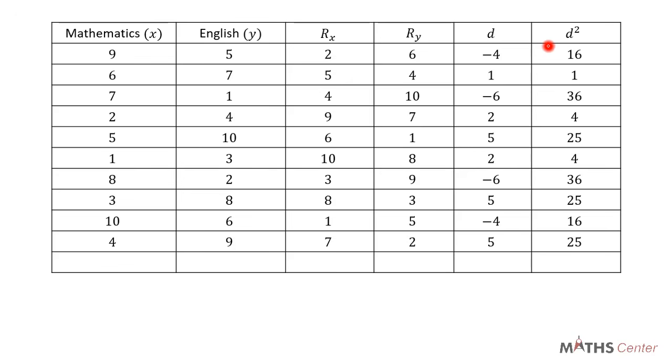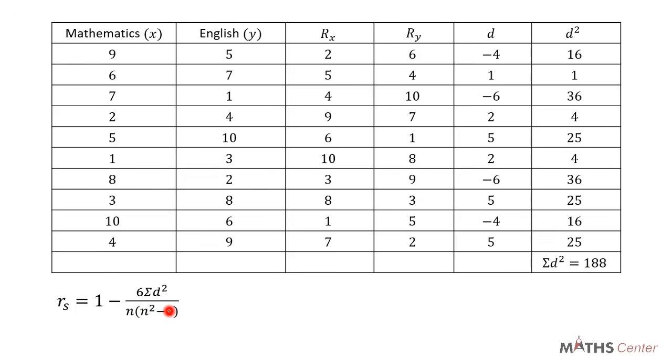We need sigma D squared, so we add all the values in this column, the column for D squared. When we do that, we have 188. So sigma D squared is 188. The formula for finding the Spearman's rank correlation coefficient is Rs is equal to 1 minus 6 sigma D squared divided by n into bracket n squared minus 1. We have found sigma D squared here, we had 188.